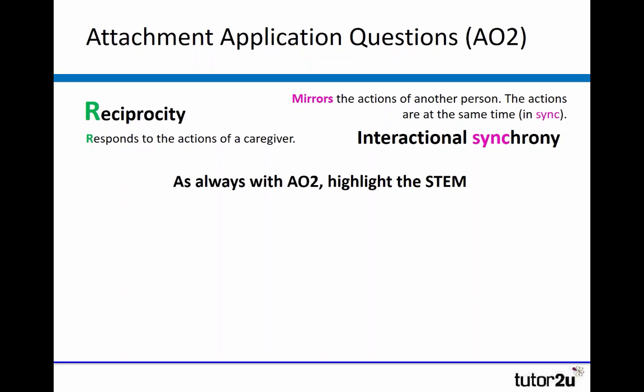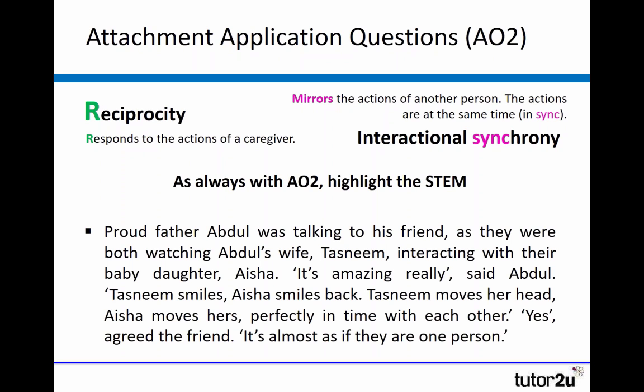Okay. Now, as I've always said with AO2 questions, application questions, highlight what it is you're going to quote. So if we think about where reciprocity is in here, clearly we've got the example there that Tasneem smiles and then Aisha smiles back. One's responding to the other. Okay. And with the interactional synchrony, it says there, Tasneem moves ahead and Aisha moves ahead perfectly in time with one another. So we've got 2 really clear examples of where they occur.